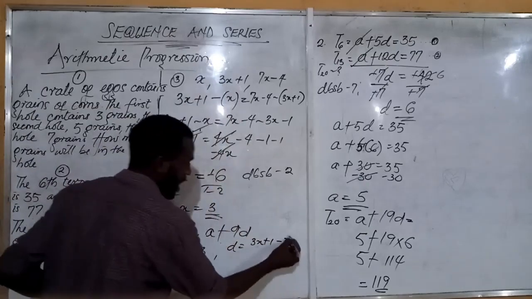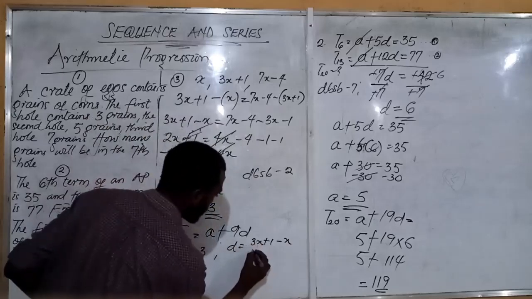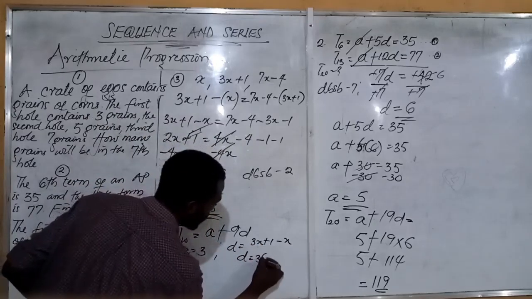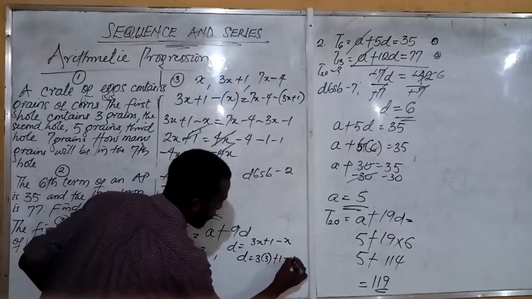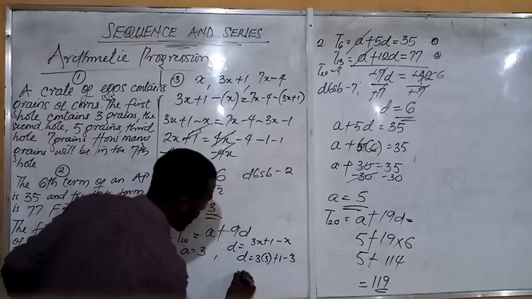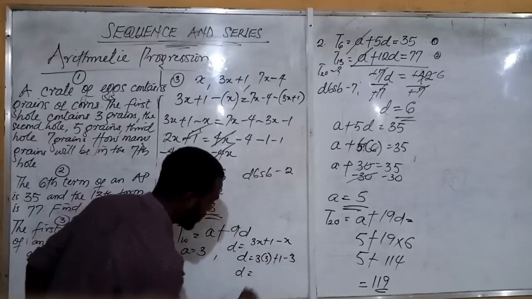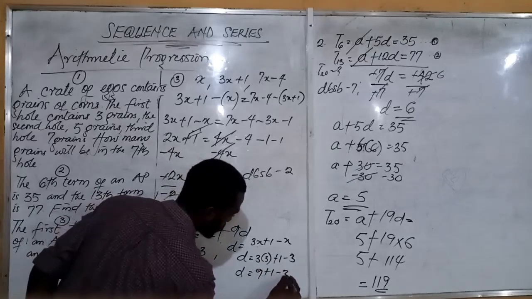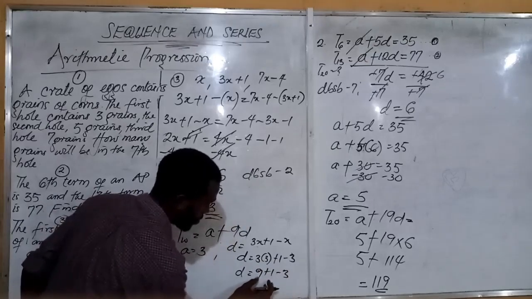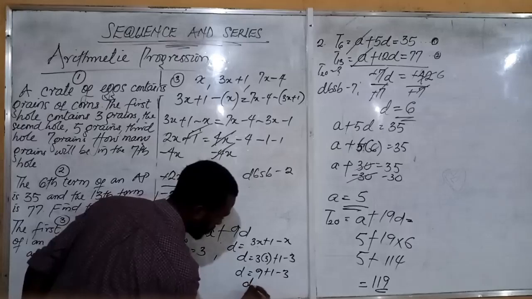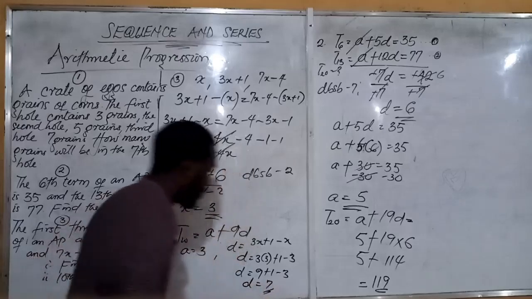So now we know that our x is 3, right? So we can say that D will be equal to 3 into brackets 3 plus 1 minus 3. So we have D equal to 9 plus 1 minus 3. So we have 10 minus 3 equals 7. So our D is 7.